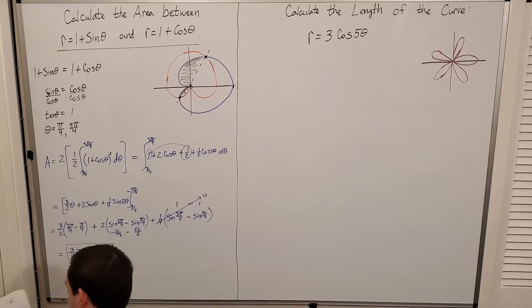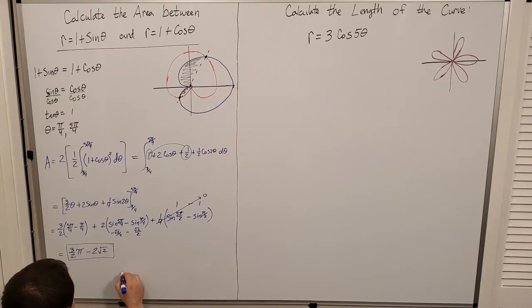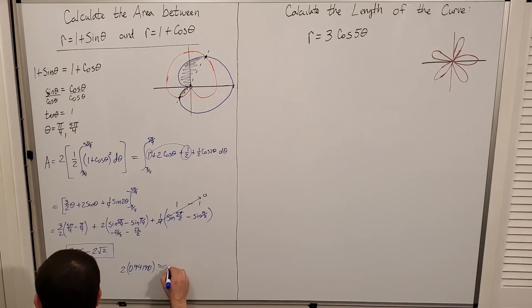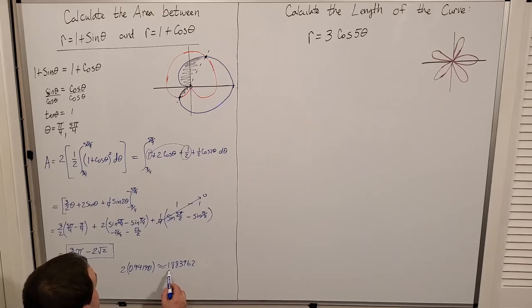The decimal approximation of 1/2 of it, so it'll be 2 times 0.941981. Let me double check the integral on that one. Yep. So then let's see, that's going to be 1.83962, 3 over 2 times pi, minus 2 square root of 2. Yeah, 1.8392, yeah. Okay, so it's approximately that.